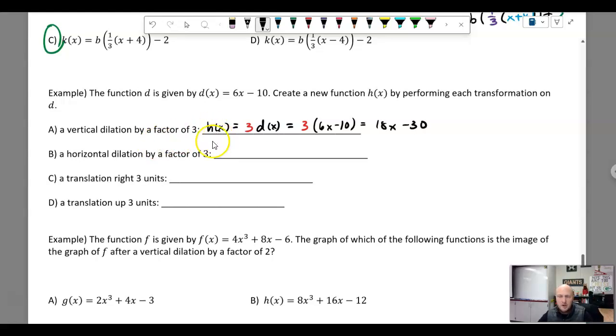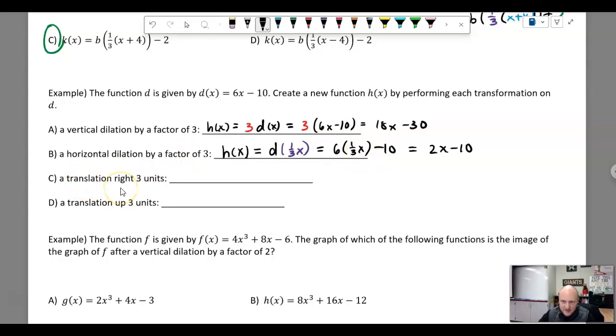There you go. Horizontal dilation by a factor of 3. Okay, so now I have a horizontal dilation factor of 3. Remember that this is always the opposite. So really, I expect 1/3 x on that interior here. So this is going to be 6 times 1/3 x minus 10, which just gives us 2x minus 10. Okay, 6 times 1/3, or 6 over 3.